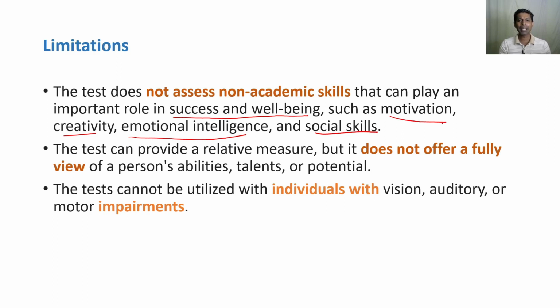Now, another, nearby similar criticism is that this test provides a relative measure. Obviously, okay, fine, good, it's a relative measure, but it does not offer any full view of the person, including abilities, talents, potential. That is another criticism. So intelligence relative to each person can be calculated, but a full comprehensive view cannot be evaluated in terms of his abilities, talents, and potential.